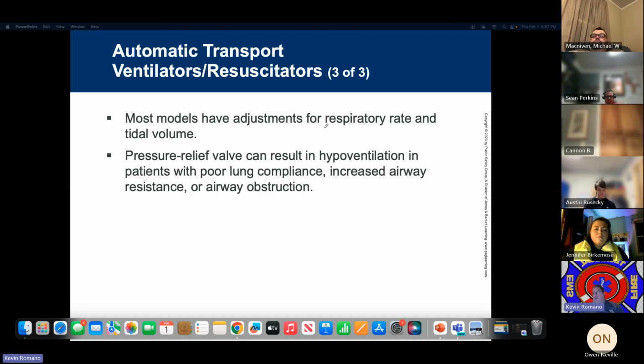So most models have adjustments, respiratory rate and tidal volume. You can control PEEP, PIP. There's all these different methods that you can utilize with this. FiO2, tidal volume, you can change it all.